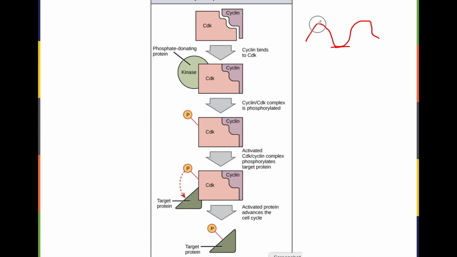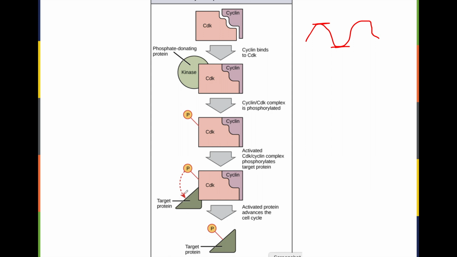But when there's enough of it, then the cyclin can bind to the CDK, and then another protein comes and adds a phosphate to this enzyme. If enough cyclin isn't there, this phosphate isn't added. So now the cyclin CDK is active. Now this enzyme can add a phosphate to another protein and push it towards moving to the next stage.